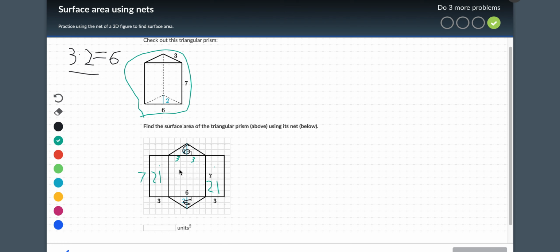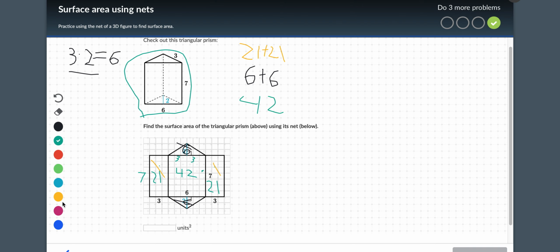And for this center one, since one side's 7 and the other side's 6, we just multiply them together and we get 42. So now we just have to add them up. Better change color so it's not confusing at all. So, 21 plus 21 for these two, and then 6 plus 6 for these two, and then 42 for the center one.